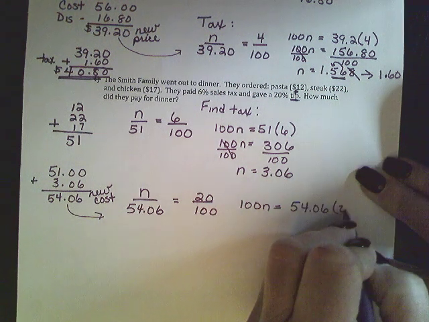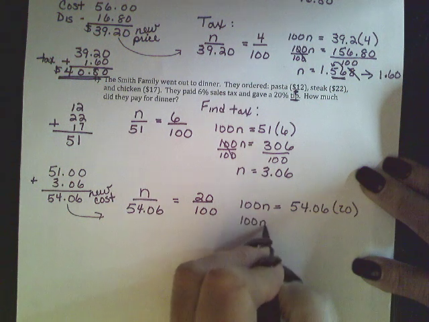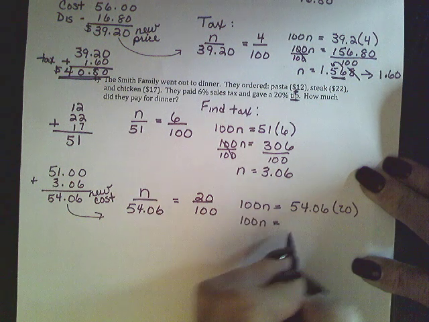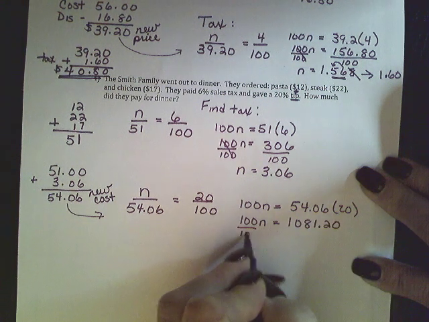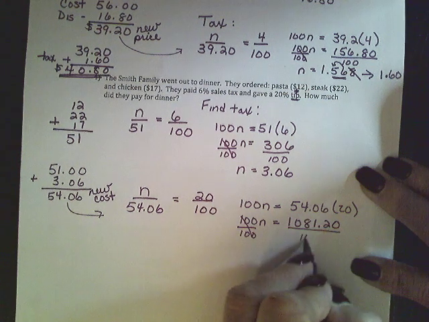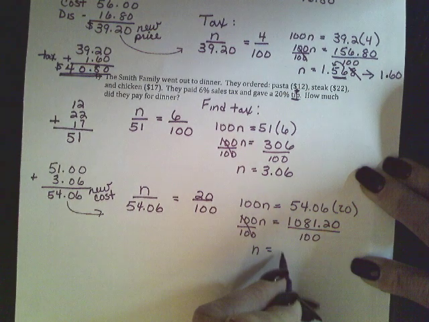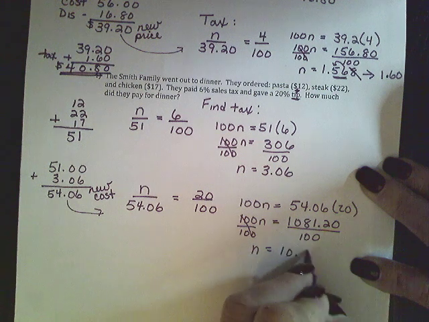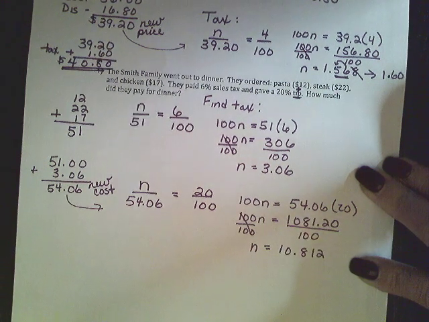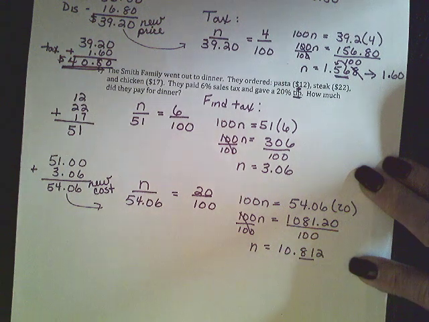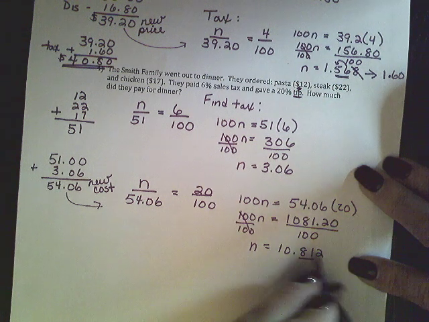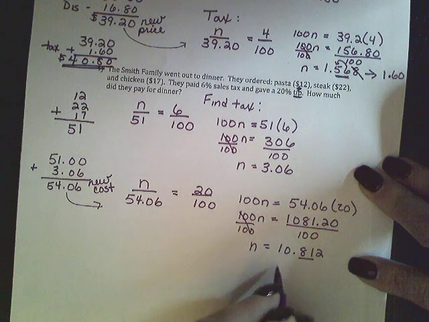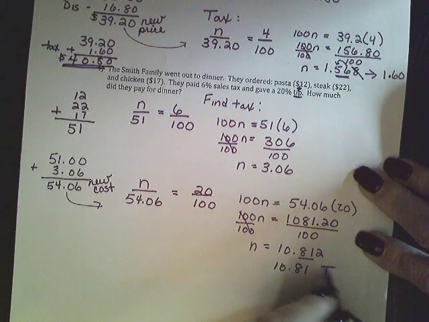$54.06 times 20. 100N equals 1,081.20. When you divide by 100, N is going to be 10.812. Now, once again, you can only have 2 decimal places, and that 2 is not going to do anything for us. So we're going to leave that alone, and we're going to make that $10.81 for a tip.